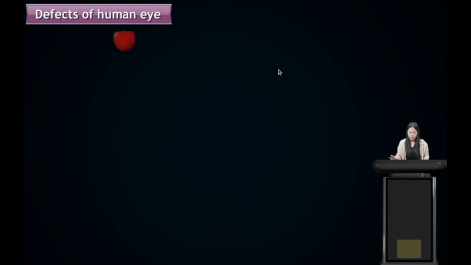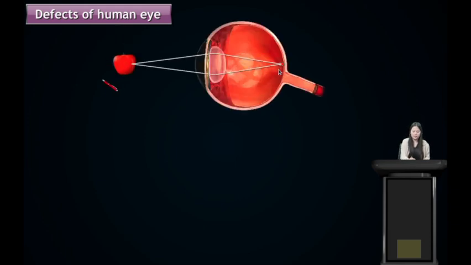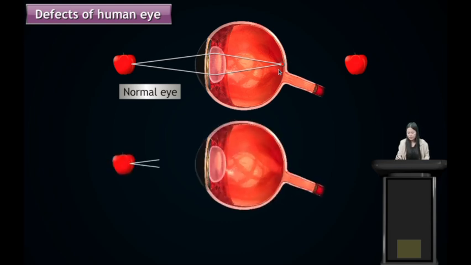Here we have an object. We have discussed in a previous class that the image formed in our eyes is located on the retina. So this is for the normal eye. We see that the image formed is located on the retina. The light is focused at the retina. Now the first kind of defect we will discuss is this one. Here we see that light is focused in front of the retina.